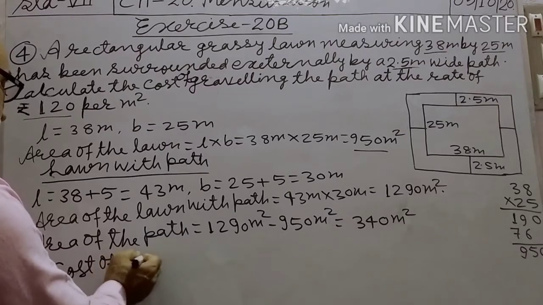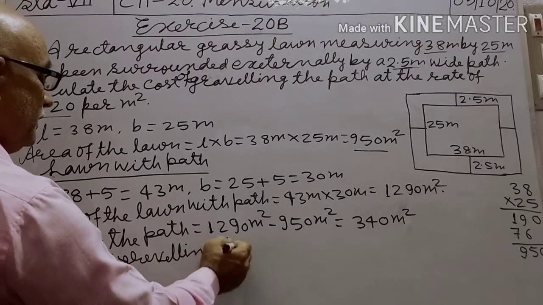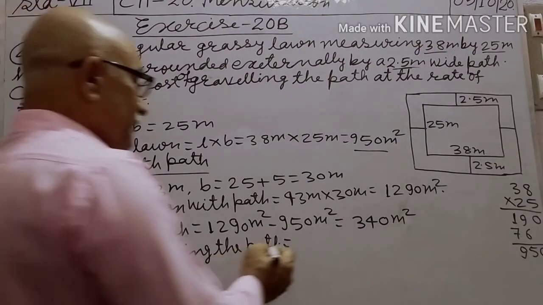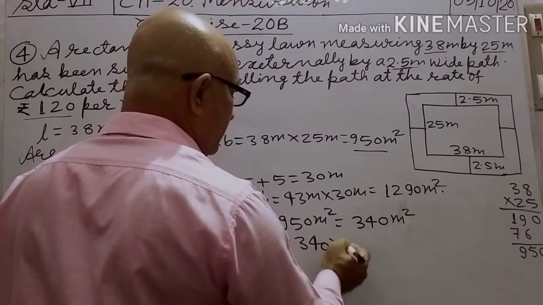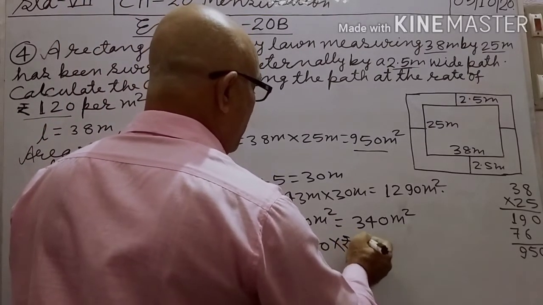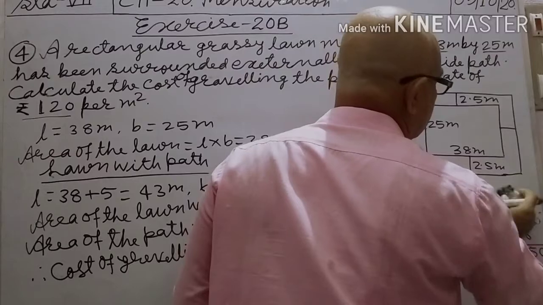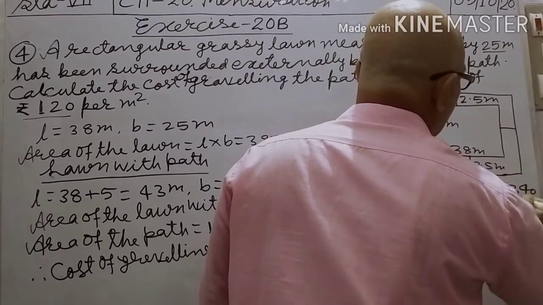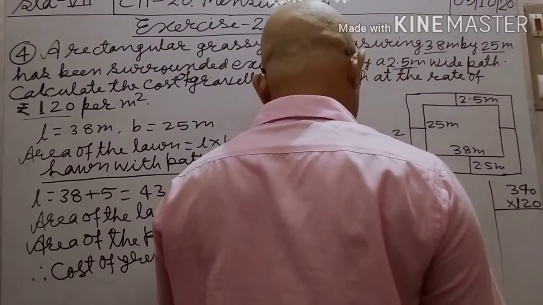Therefore, the cost of graveling the path equals area of the path, 340, multiplied by the rate of 1 meter, 125 meter square, so rupees 120 multiply 340. 340 multiply 120.